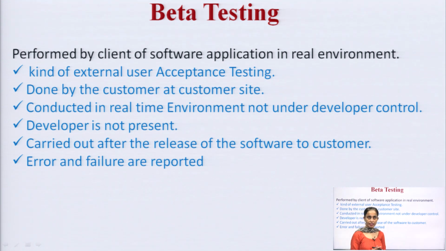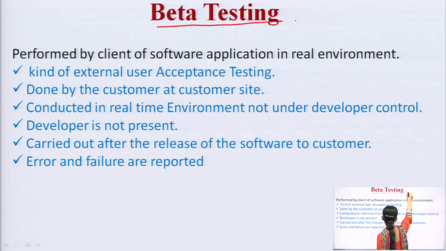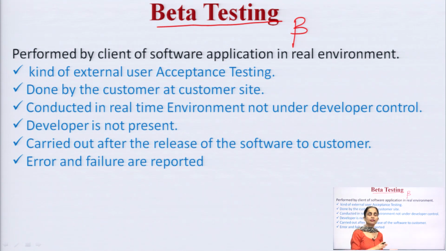Next type of testing is our beta testing. Beta testing means our software is ready. The first release of the software is given to the user, to the customer, to use it, so that they are also aware of the developed software application and they test it for various sets of inputs. If there are some bugs or errors, they will be taken care of in the next release of the software. Practically it is required.